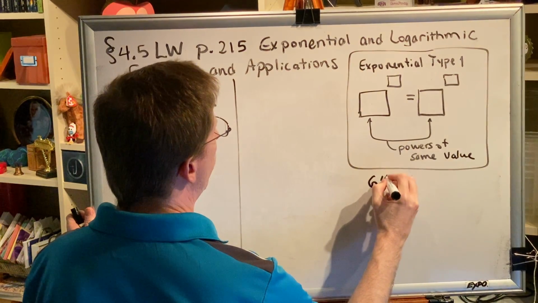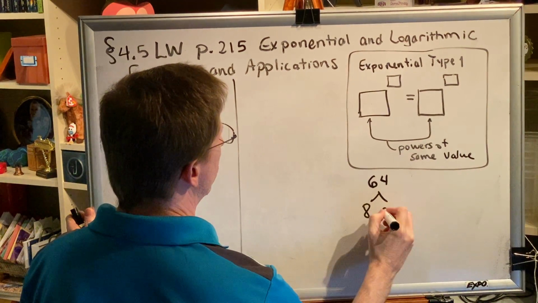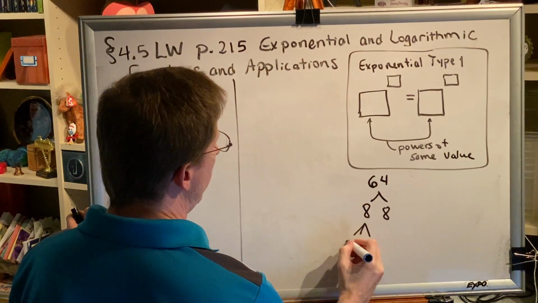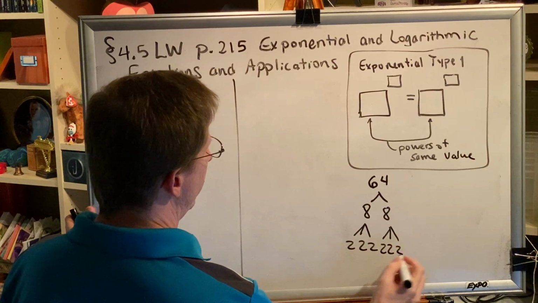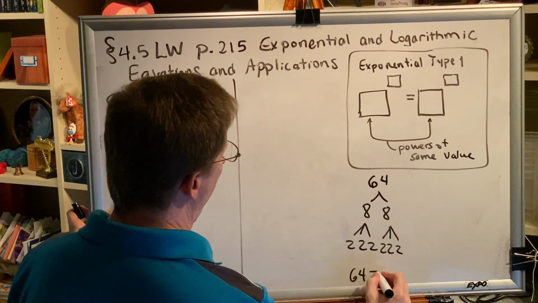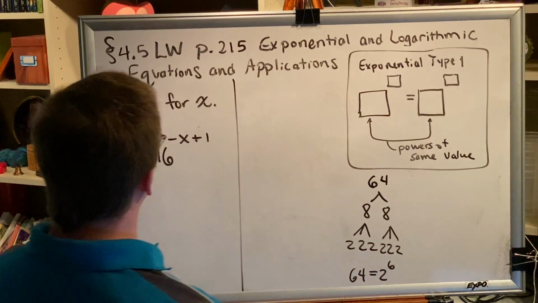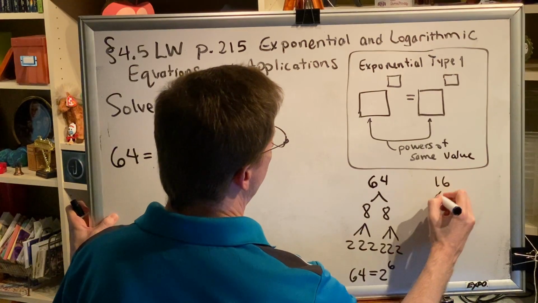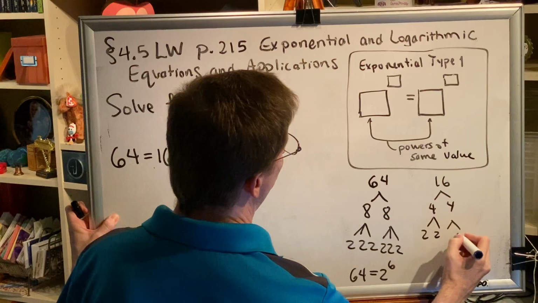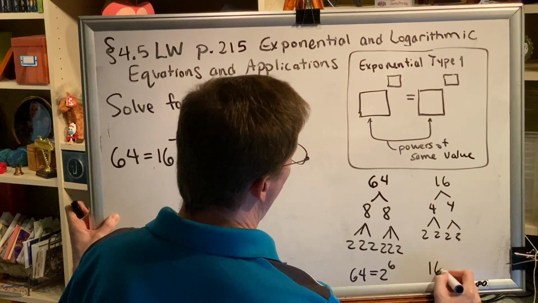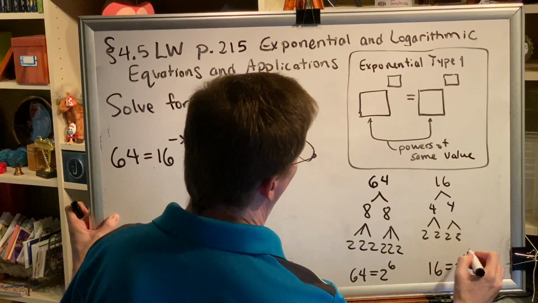For example, 64 is the same thing as 8 times 8. And each one of these 8s is the same thing as a 2 times a 2 times a 2. So there are 6 2's, and we can write 64 as 2 to the 6th power. 16 is 4 times 4. Each 4 is 2 times 2. So 16 can be rewritten as 2 to the 4th power.